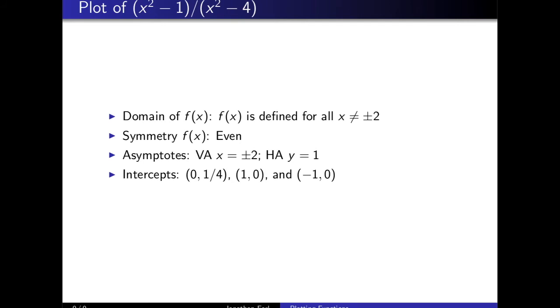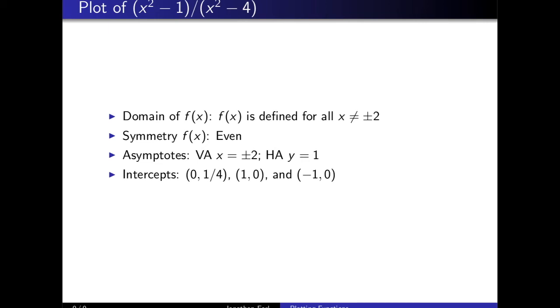The vertical asymptotes that we'll get will be at plus and minus 2 because that's where the function is going to go off to infinity. And if we were to take our limits going to plus and also minus infinity, from what we said back during the first week, we'll compare the ratio of the leading terms, get 1 over 1. So we'll have a horizontal asymptote of y equals 1.